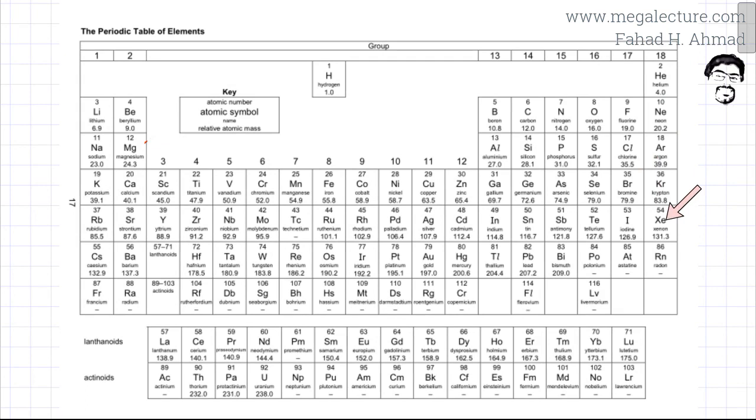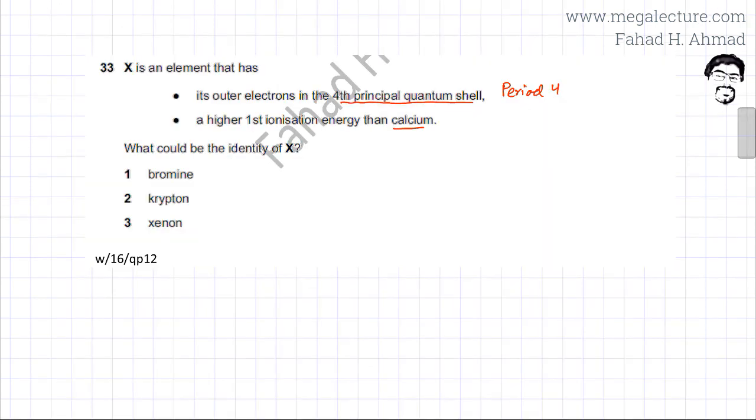But remember, xenon is not in period 4; it's in period 5. So its outer electrons would be in shell number 5. So I'm going to eliminate xenon from the options, and I'm just going to focus on bromine and krypton. So let's cut out option number 3, and now let's focus on the second point, which was that the element is going to have a higher first ionization energy compared to calcium.